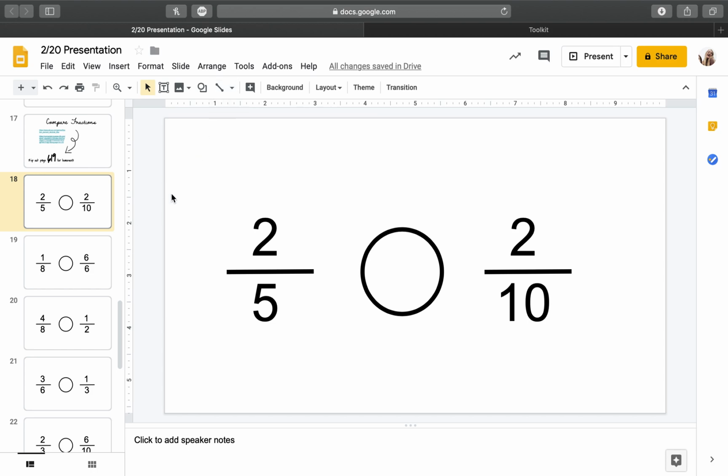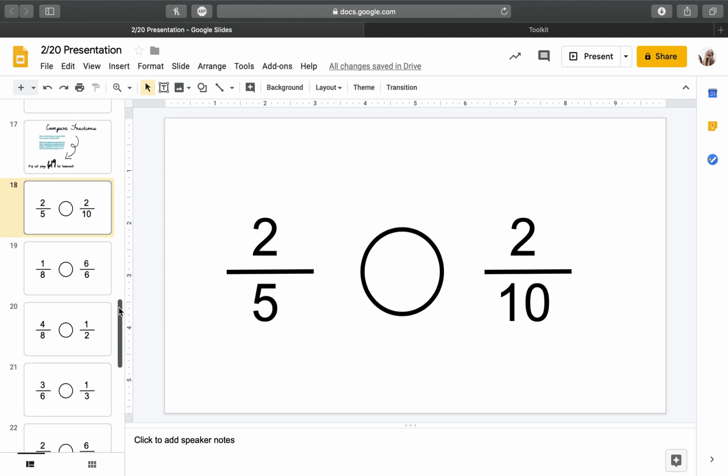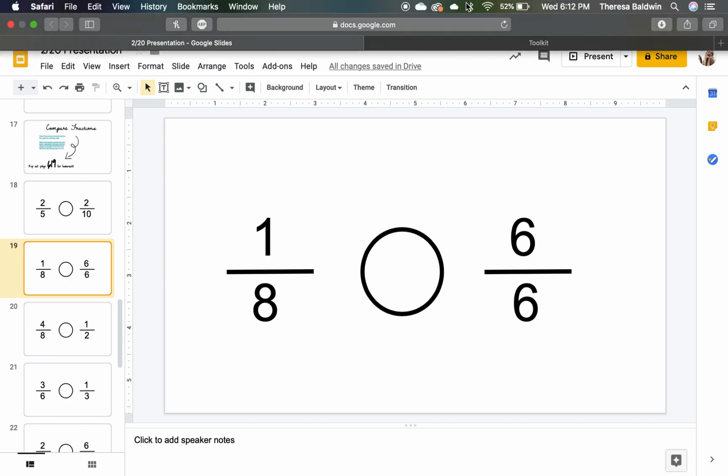So the way that we'll be doing it is we'll be going through these problems, the rest of these that I have here. I'll set the timer, you'll build, and then on your whiteboard you're going to write either less than, greater than, or equal to. Before we get to that, let's do one more together, just so that we're sure we understand. 1/8 or 6/6, which is bigger? Less than, greater than, equal to.